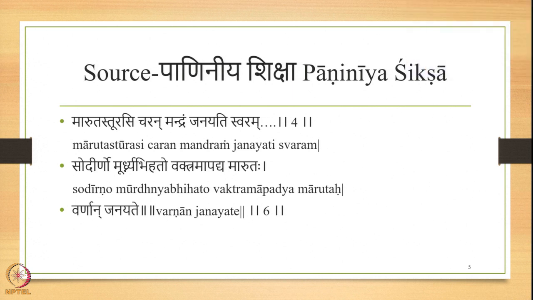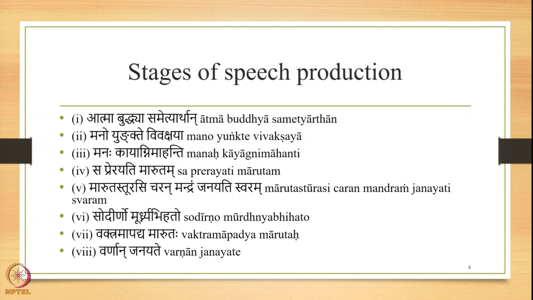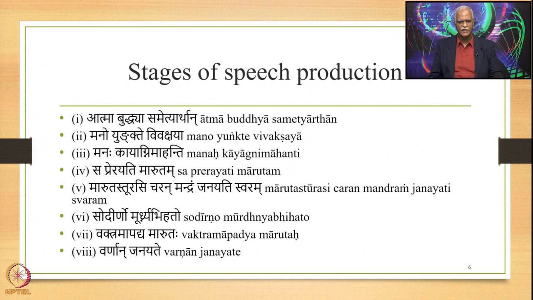And we studied these verses closely and found that there are 8 stages which are stated in these verses. And these 8 stages are: the first one is Atma Buddhya Samityarthan, the second one is Mano Yunkte Vivakshaya, the third one is Manah Kayagni Mahanti, the fourth one is Saprerayati Marutam, the fifth one is Marutastu Rasi Charan Mandram Janayati Swaram, the sixth one is Sodirno Murdhyavihato, the seventh one is Vaktramapadya Marutah, and the eighth one is Varnan Janayati.